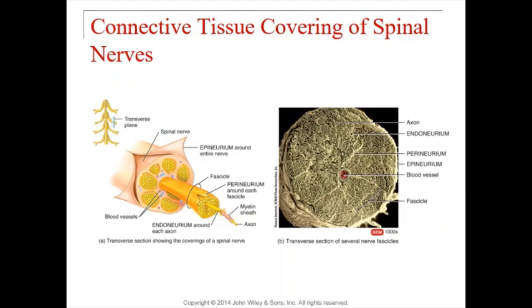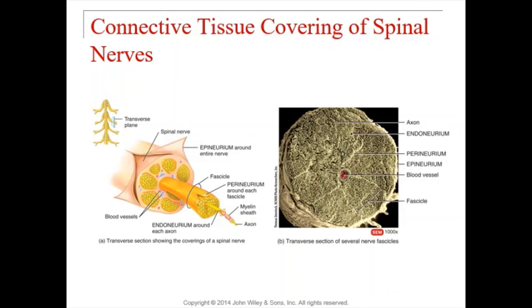And then to build the nerve, I need to add axons together. I need to bundle them together. I need a collection of cells yet again. I need a fascicle. Remember, a fascicle is just a collection of cells. In this case, it's a collection of axons of different neurons. And to hold all these axons together, again, I'm going to need connective tissue. It's called perineurium. Perineurium is the connective tissue that surrounds a fascicle or a collection of axons.